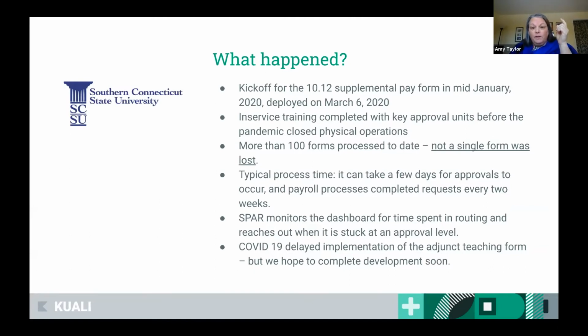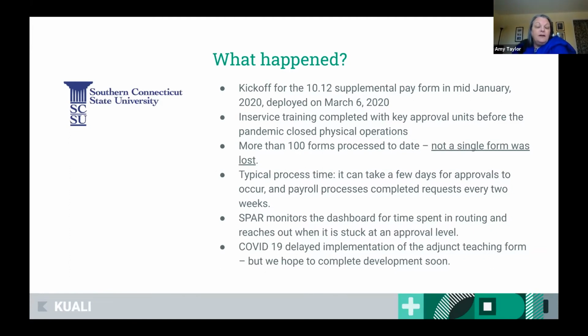The one form that we implemented, that 1012 supplemental pay form, over the course of the last 10 months, we've had about 100 of those forms processed, and we've not lost a single form. Now, if we were losing something on the order of 30% beforehand and devoting hundreds of human hours on those forms to find them and reprocess them, or bring them back into a usable state, this means we recovered an enormous amount of time that we were spending in correction of the mistakes.